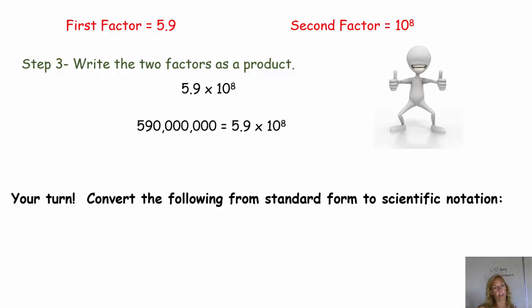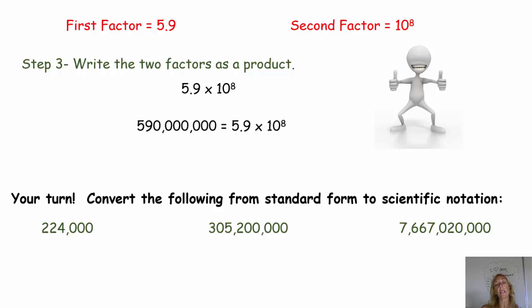Now it's your turn. You're actually going to convert the following from standard form to scientific notation. So here are three numbers in standard form. We have 224,000, 305,200,000, and 667,020,000. Holy moly, I can't even read it. It's so big. Thank God we have scientific notation.